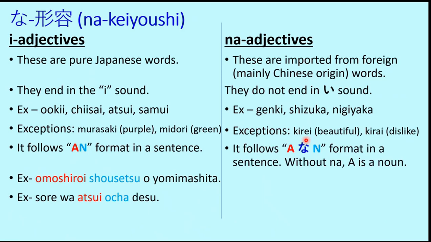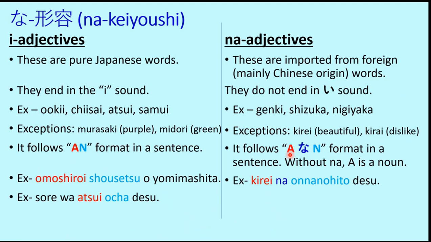But the main difference now is between the i adjectives and the na adjectives. The na adjectives follow an adjective-na-noun format in a sentence. Without na, it is a noun. So here you can see adjective, na, noun. The adjective is connected to the noun using the na syllable. And here the adjective words can also be used as nouns, so they get a very similar treatment as the normal noun. It has a very fine, very thin line of difference with the noun.